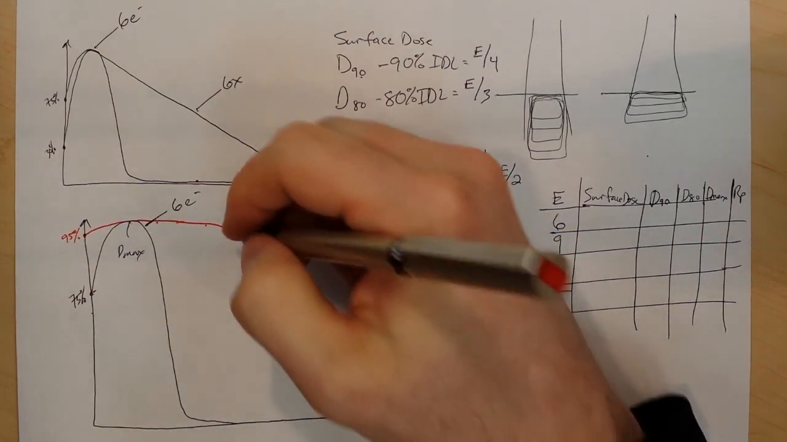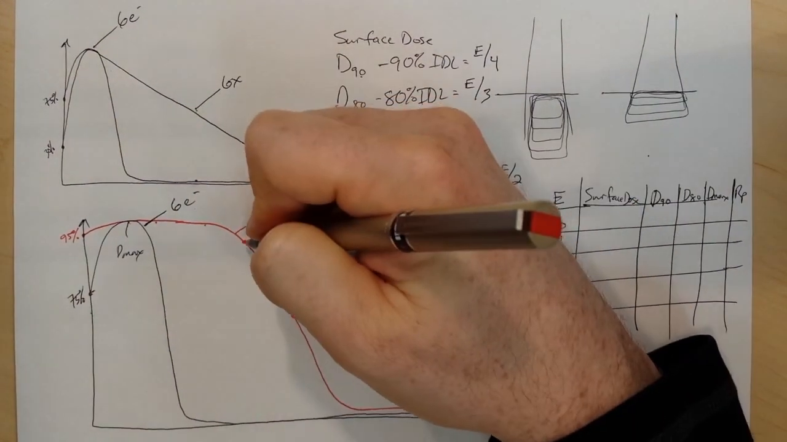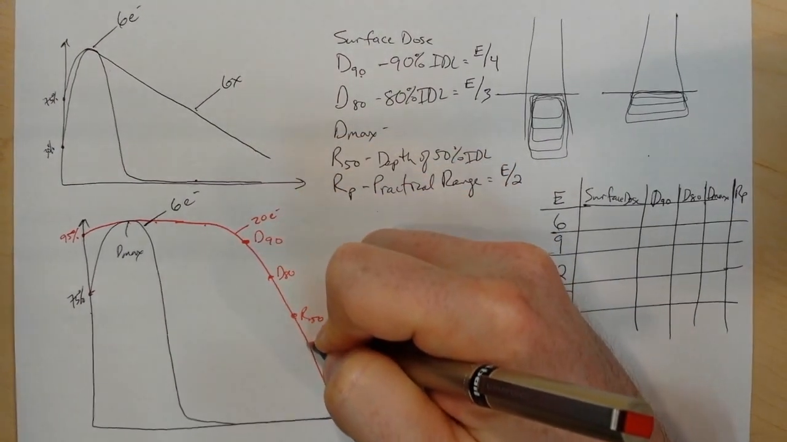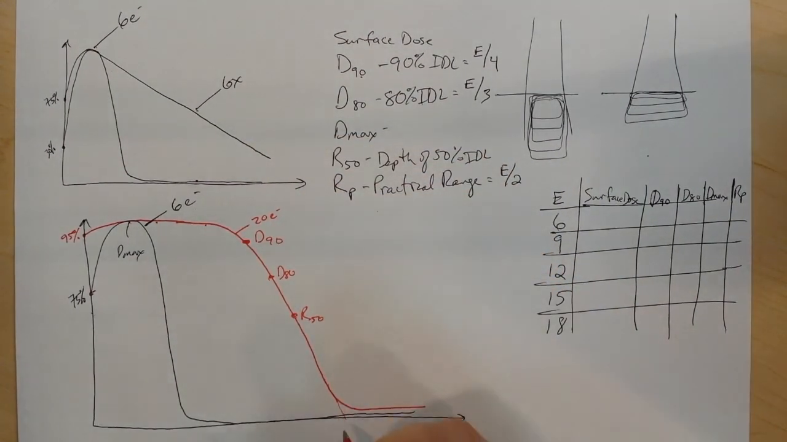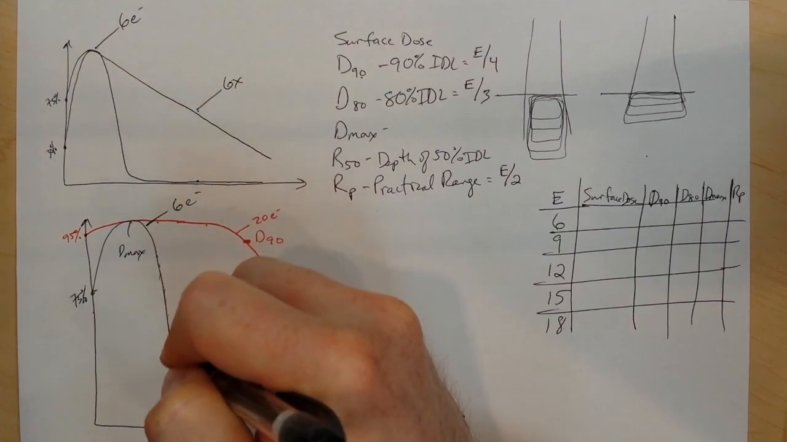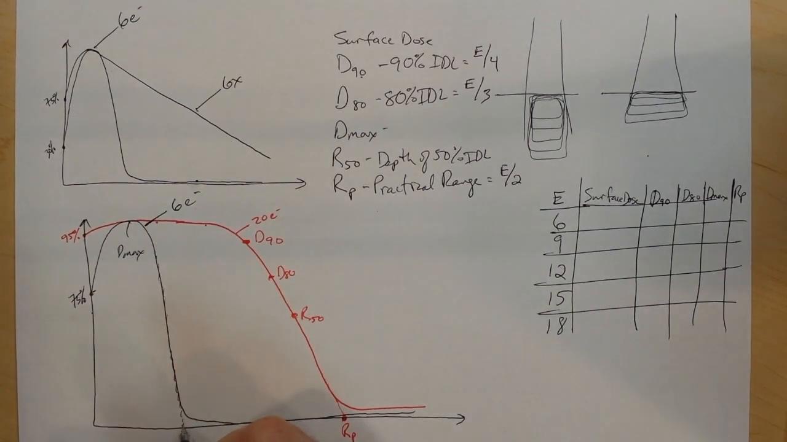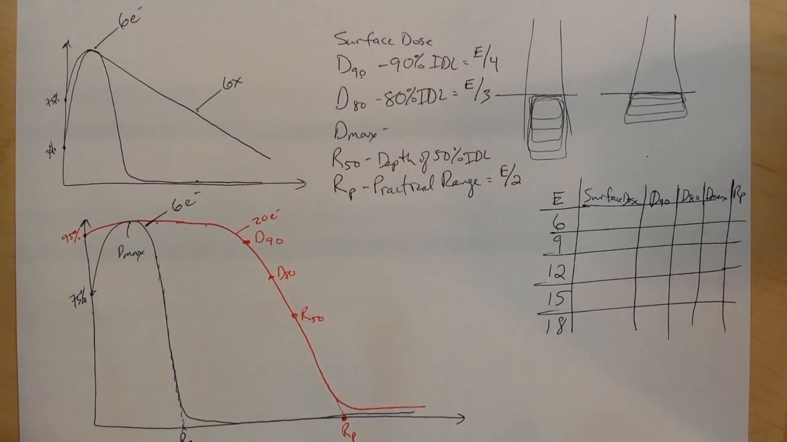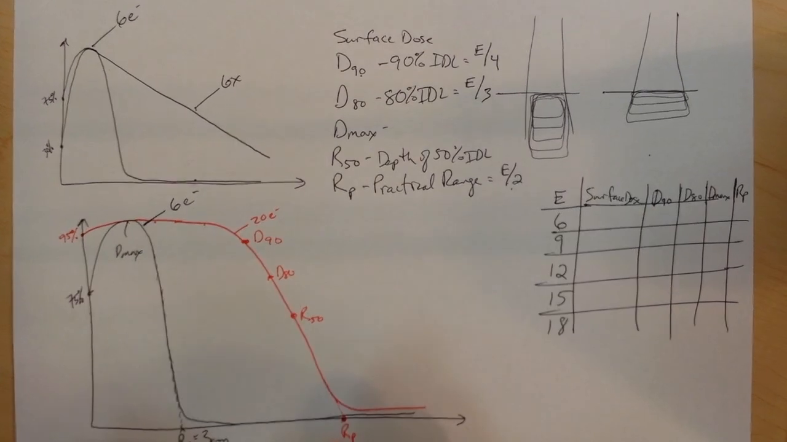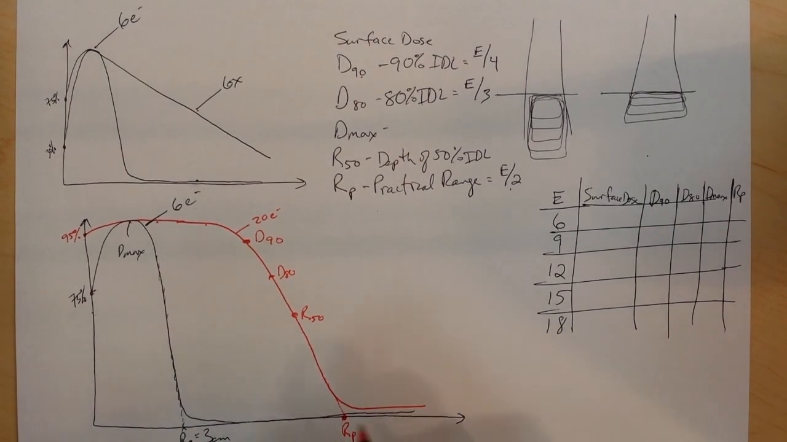R sub P is found by taking the tangent to your fall-off line. If you track it and extrapolate it down to the axis, this is where R sub P is. On the 6E, I would track the tangent down to the axis, and R sub P would be here. R sub P for 6E is going to be 6 divided by 2, energy divided by 2, roughly 3 centimeters. R sub P for 20E is going to be 20 divided by 2, or 10 centimeters.